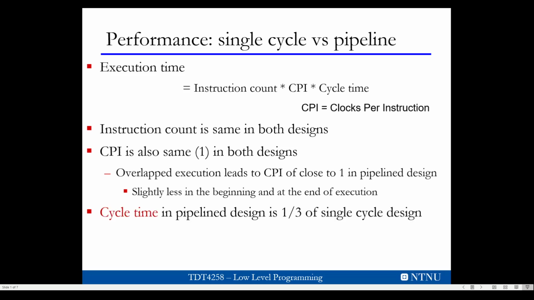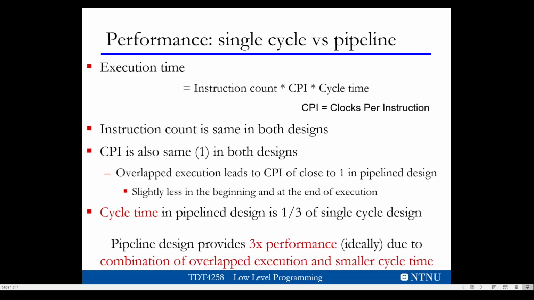Finally, the cycle time is the differentiating factor between these two designs. As we saw in the last video, ideally, pipeline design can have 1/3 of the cycle time of a single cycle design. And because of this, pipeline can provide 3x performance compared to single cycle design. And this performance comes because of two factors. First, we overlap the execution of different instructions, and then the cycle time is smaller.